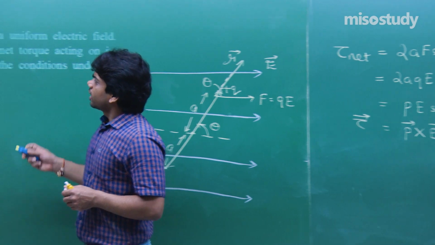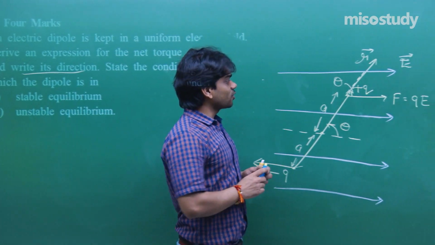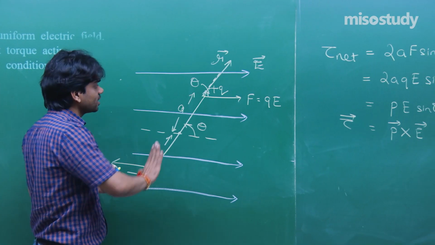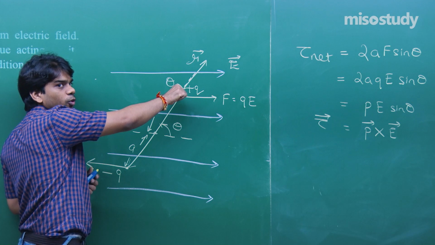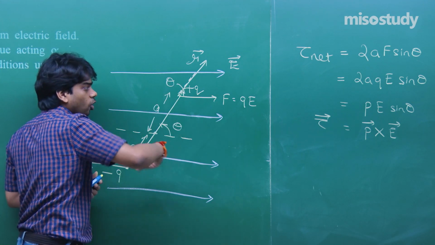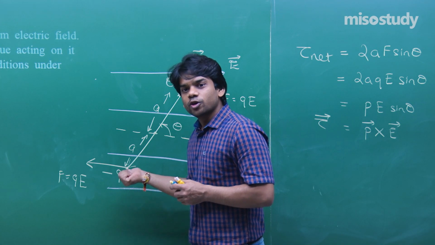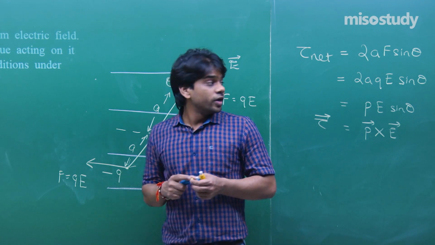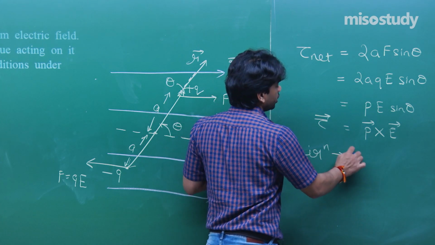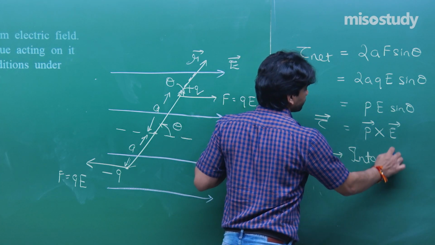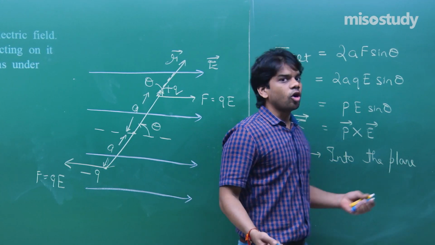State the conditions and write its direction. Torque direction: first of all, understand the sense of rotation is along this. When I see it, the direction is into the plane of the board, and the sense of rotation will be clockwise. Here also you can see the sense of rotation is clockwise, and the direction is going into the plane of the board. So the direction you have to give is into the plane of the board. When you write in the copy, into the plane of paper.